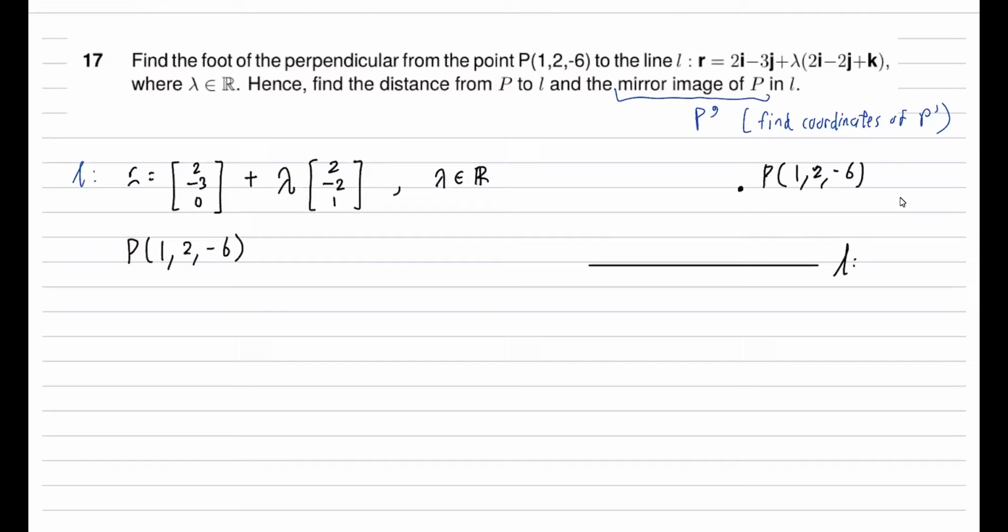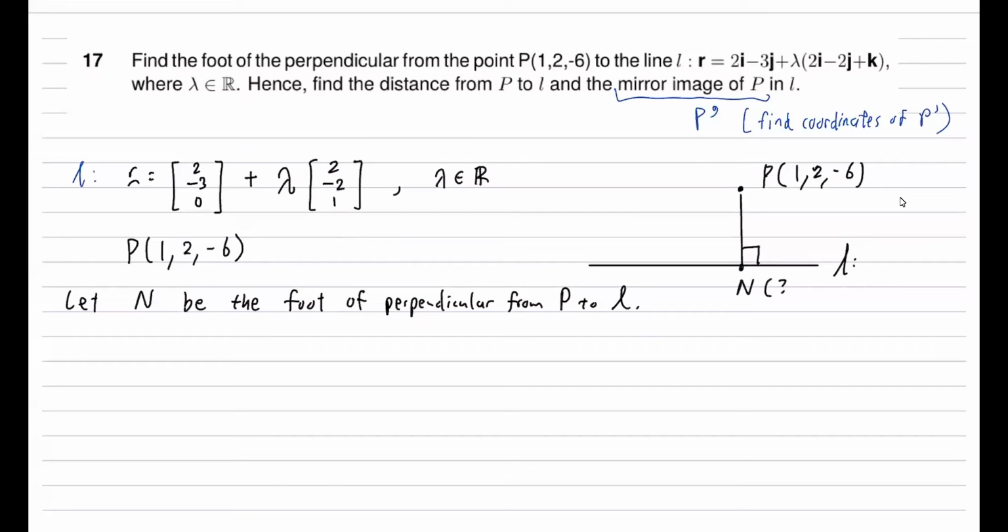What do they want? Find the foot of the perpendicular. What does it mean? You must draw your own diagram. Here is a perpendicular line. We want to find out the foot. Usually we let N be the foot. I don't know why it's N, it's just the way it is. Sometimes you put the letter F also. Let N be the foot of perpendicular from P to L.